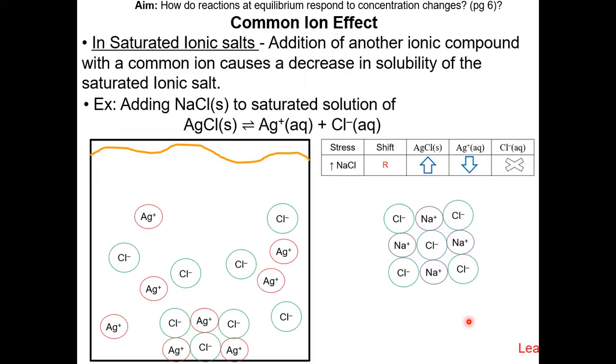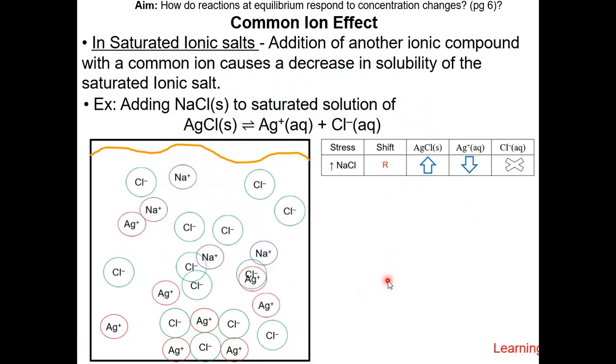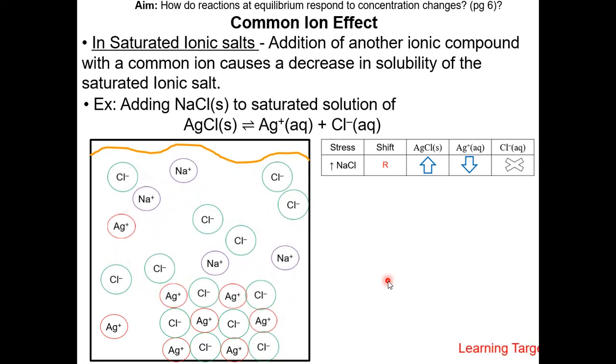This is known as the common ion effect. In saturated ionic salts, addition of another ionic compound with a common ion causes a decrease in the solubility of the saturated ionic salt. Let's look at this example. Here we have a solution of saturated silver chloride. We have solid silver chloride at the bottom of the container. When we add sodium chloride, the common ion is chloride ions. It will cause more silver chloride to precipitate and form, and the silver ion concentration will decrease.